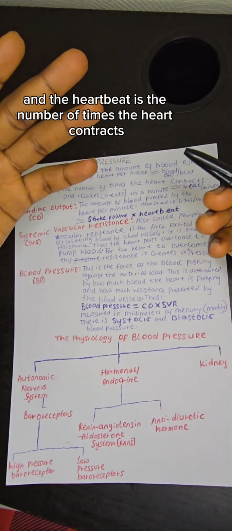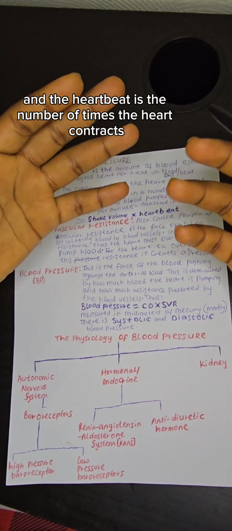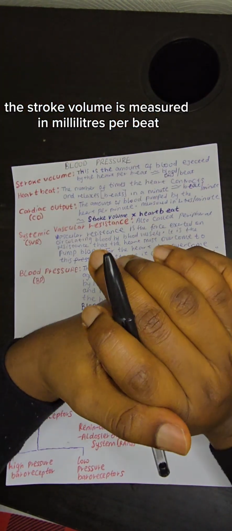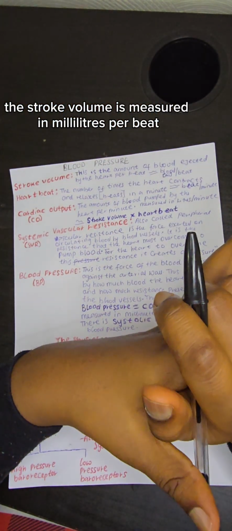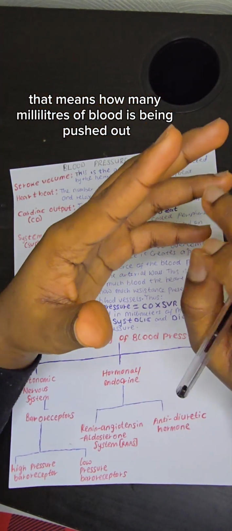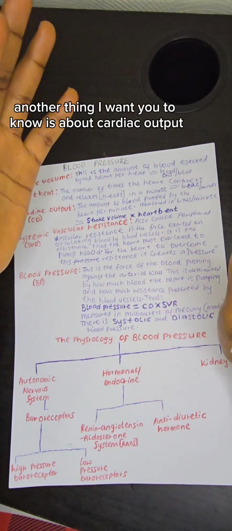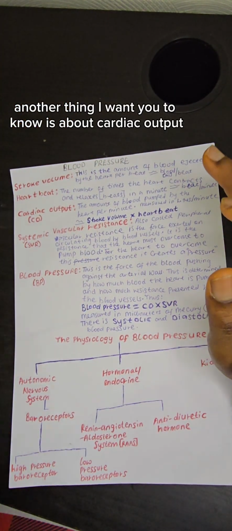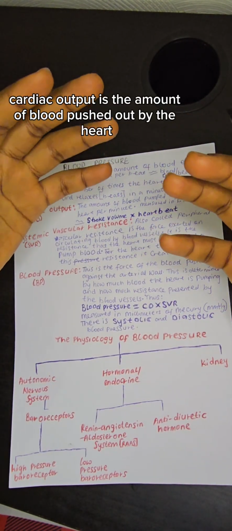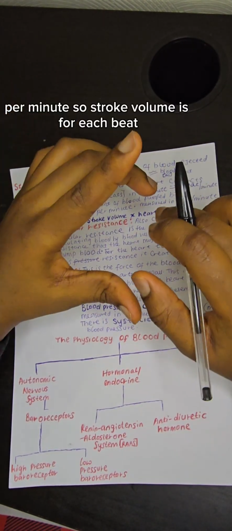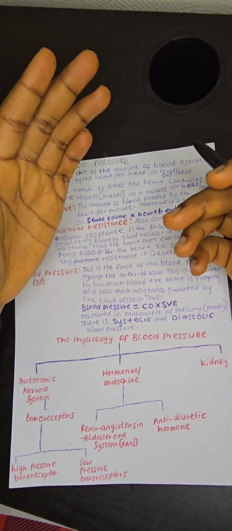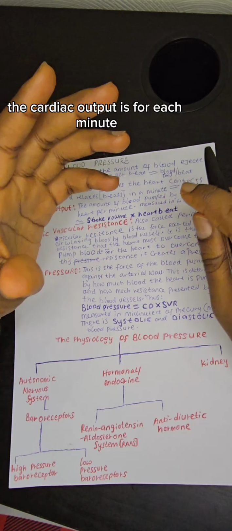And the heartbeat is the number of times the heart contracts and relaxes. The stroke volume is measured in mils per beat. That means how many mils of blood is being pushed out in a beat. Another thing I want you to know is about cardiac output. Cardiac output is the amount of blood pushed out by the heart per minute. So stroke volume is for each beat, whereas cardiac output is for each minute.